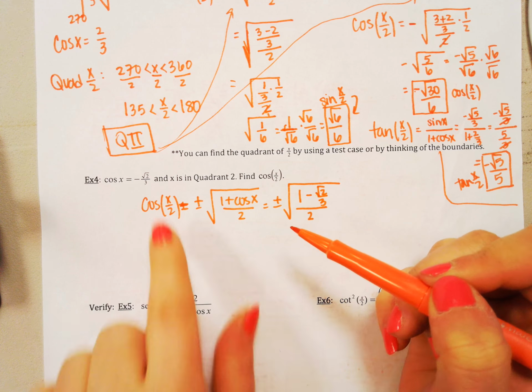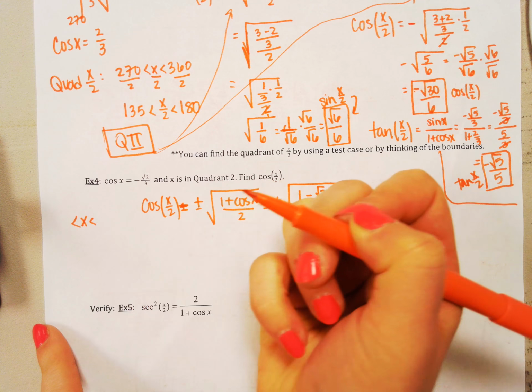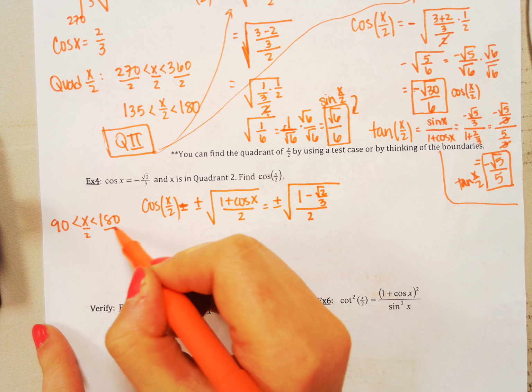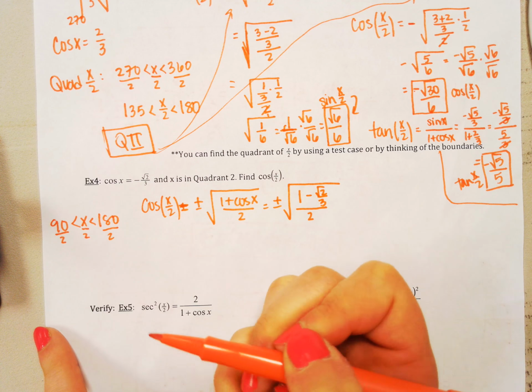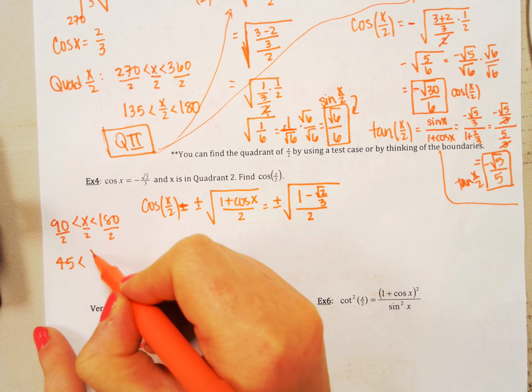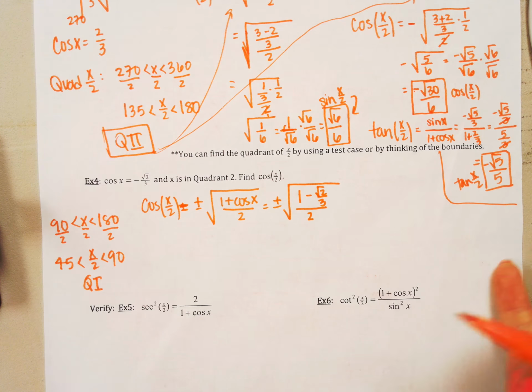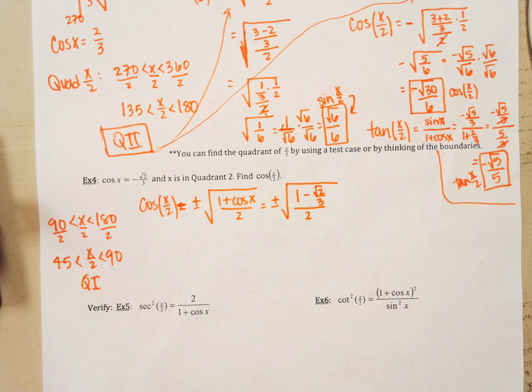We know that x is in quadrant 2. So if I write my boundary case for quadrant 2, that means I'm between 90 and 180 degrees, but I'm looking for x over 2. So I divide everything by 2 and I get 45, x over 2, and 90, which means x over 2 is sitting in quadrant 1. Now again, you could come up with a test case instead. You could think of an angle in quadrant 2, like 100 degrees. You can divide it by 2. You get 50 degrees. That's in quadrant 1. So in this case, we're going to use the positive version here.